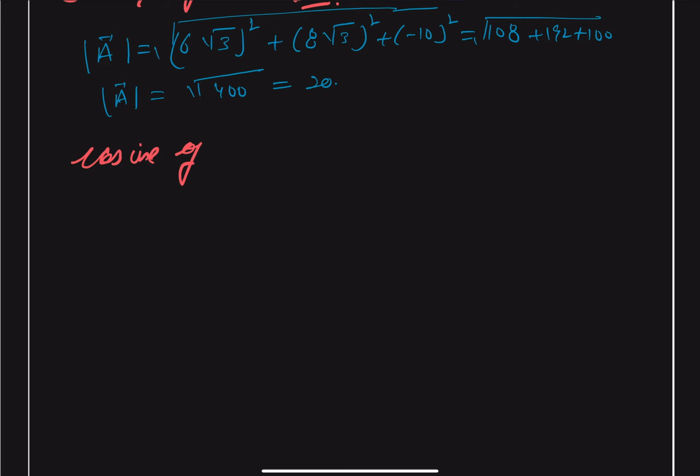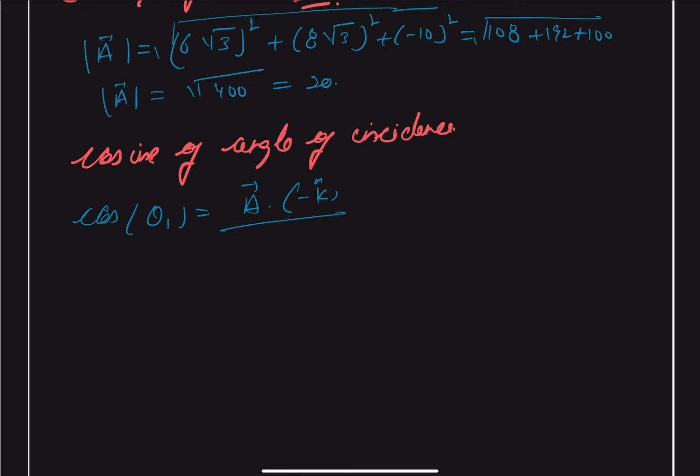Cosine of angle of incidence, and this A is basically a vector, so we can use the vector property for the cosine angle. You can say the cosine of theta 1 will be equal to our vector A dot k unit vector divided by vector A magnitude and minus k and its magnitude.